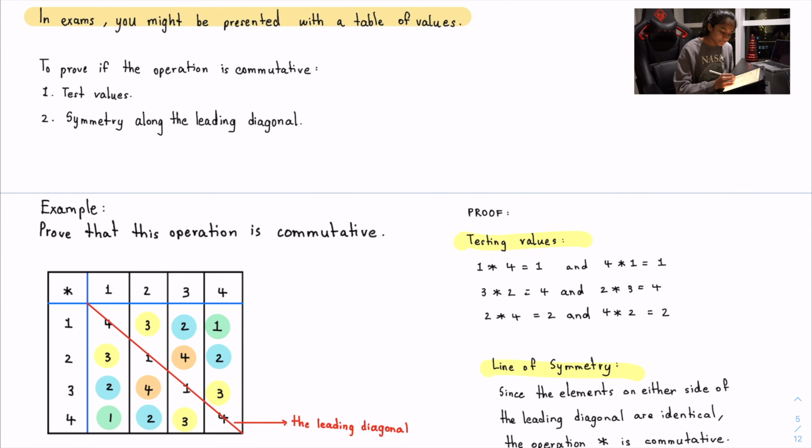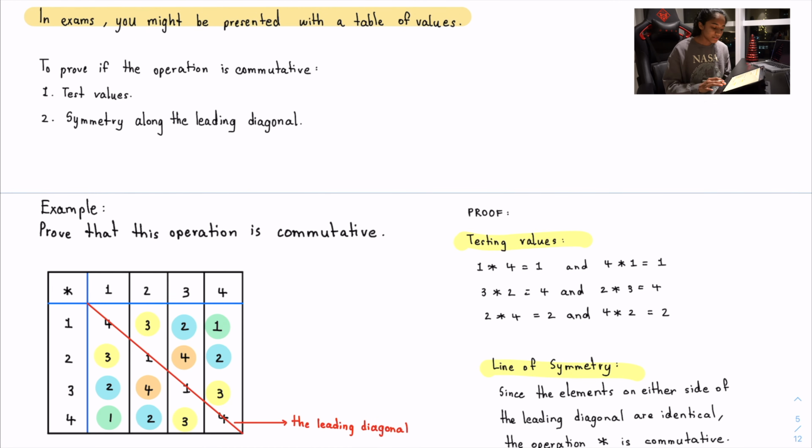3 and 2. Okay? So 3 and 2, we have 4. Now we have to look for 2, 3, 4. Right? So because these numbers are the same, it's commutative.